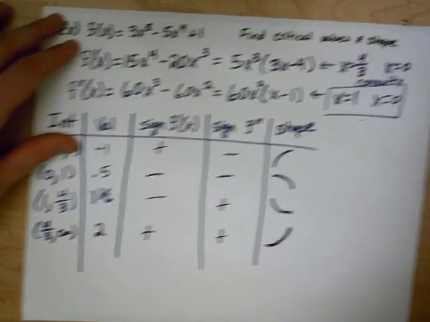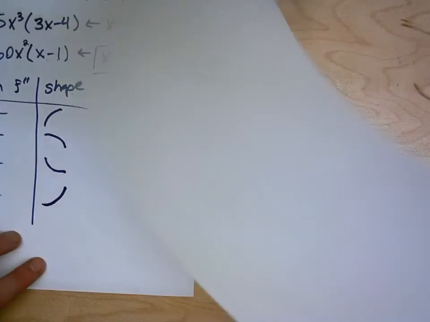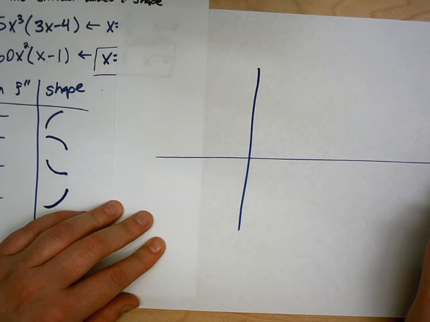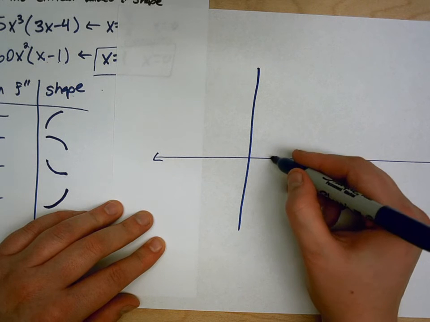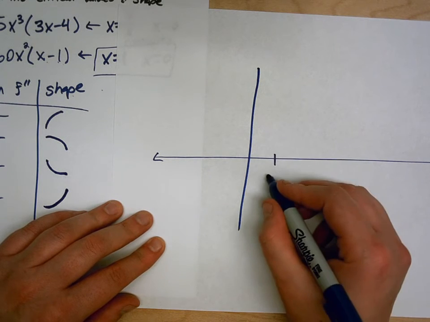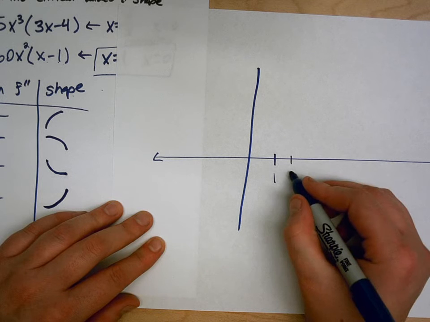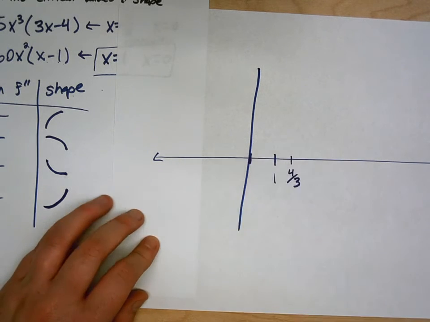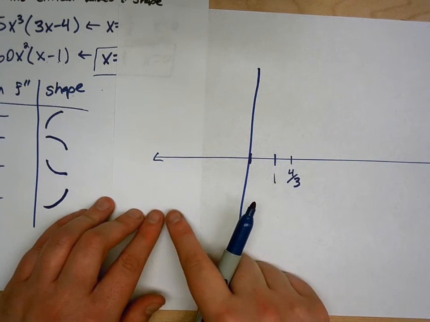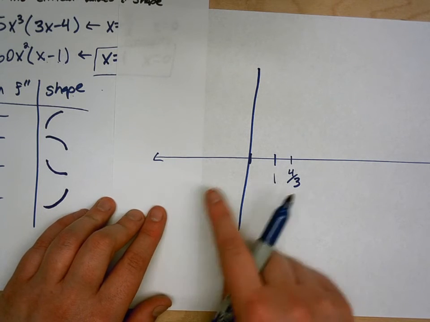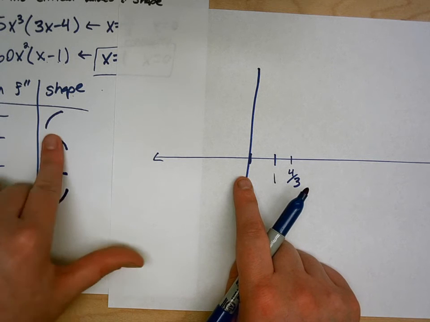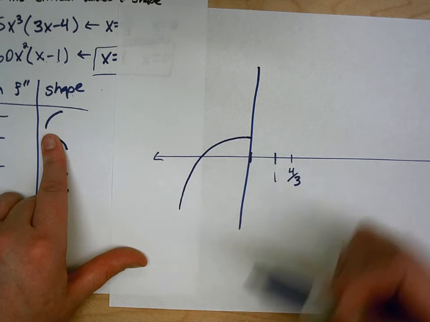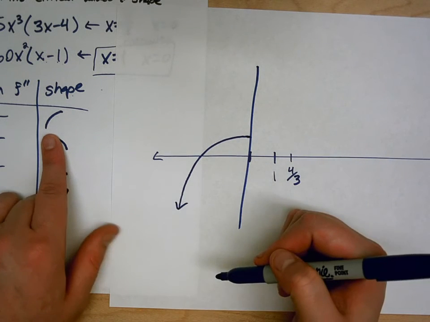All right, so let's see what that would look like in a graph. Okay, so we'll have, let's do 1, and we'll make this 4/3. Okay, and this is obviously 0. So if I'm going between negative infinity to 0, my graph is going to have this shape. Okay? So, this shape, and it's going to continue to negative infinity.